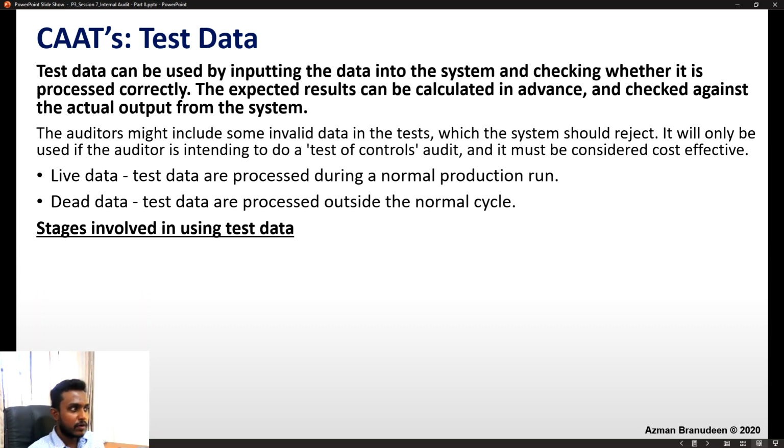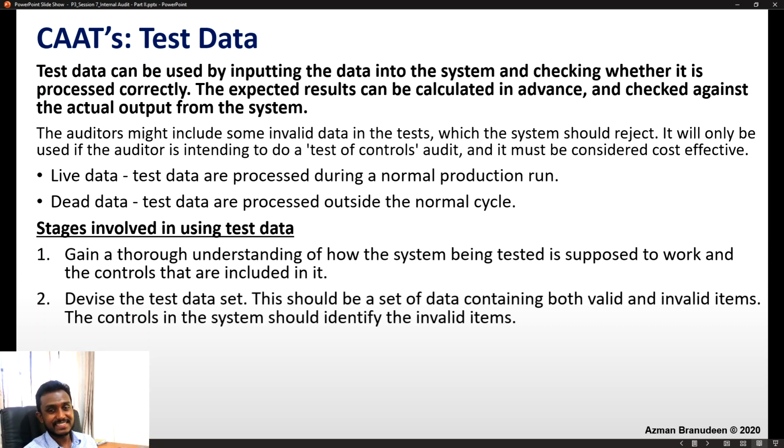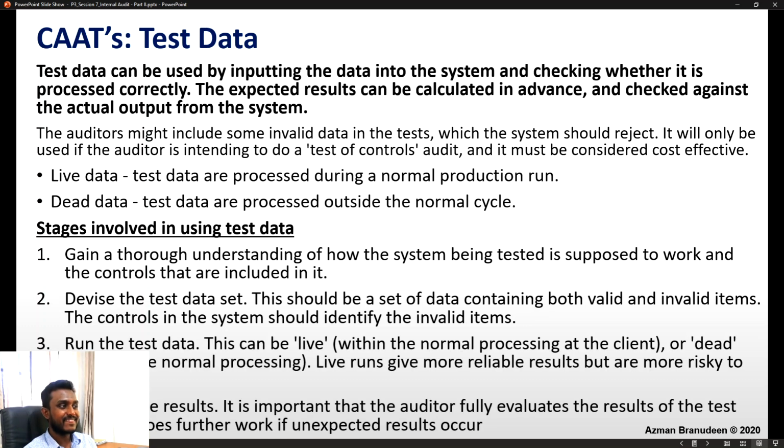What are the stages involved in using test data? You gain a thorough understanding of how the system being tested is supposed to work and the controls that are included. You devise the test data set, which should be a set of data containing both valid and invalid items. The controls in the system should identify the invalid items. You run the test data, which can be live or dead. Live runs give more reliable results but are more risky to operate, because if something goes wrong while you're running the operations in parallel, that is why you see downtimes.